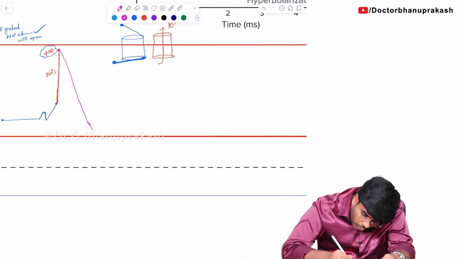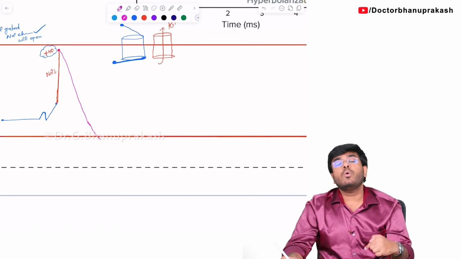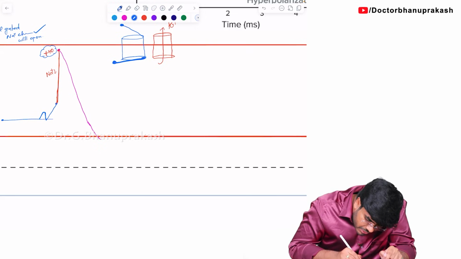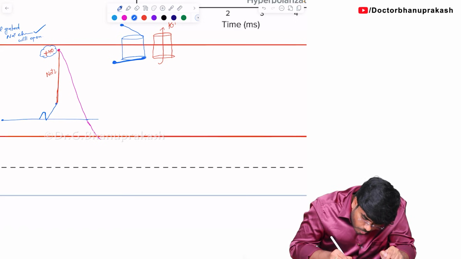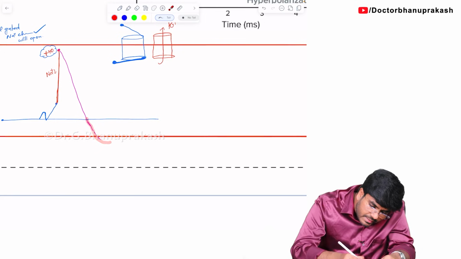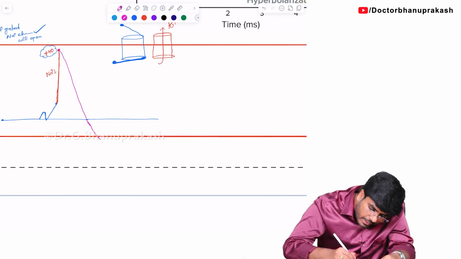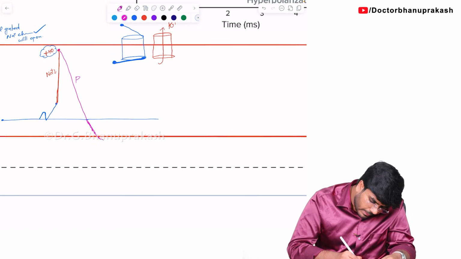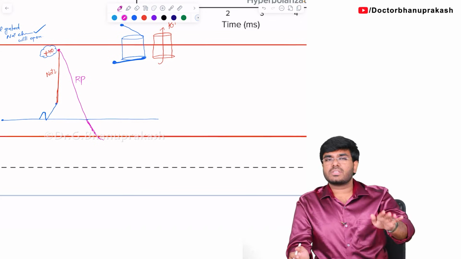So voltage is even dropping to minus 90, decreasing more. From the resting membrane potential of minus 70, it is actually going down. It is actually decreasing. So this phase is called hyperpolarization. First there is repolarization, and the potassium efflux is causing the repolarization.